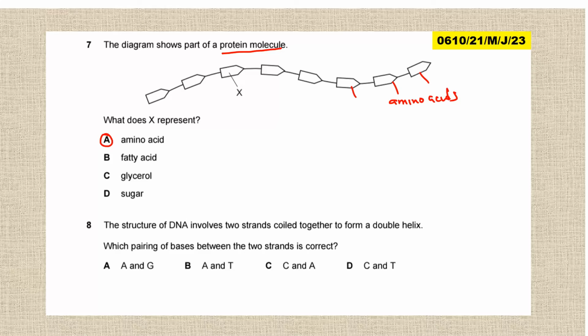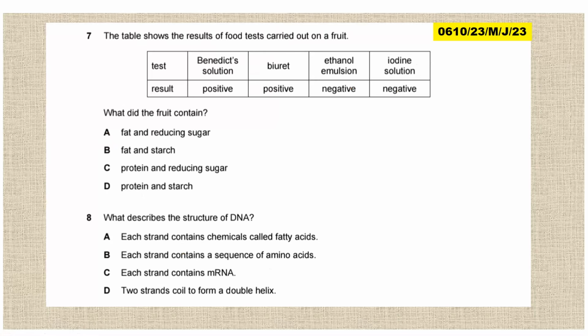Question 8. That is, the structure of DNA involves two strands coiled together to form a double helix. Which pairing of bases between the strands is correct? So C cannot bond with T, C cannot bond with A, T can bond, so it's B. That is paper 2, 2023, May, June. Paper 2, variant 3, May, June 2023.